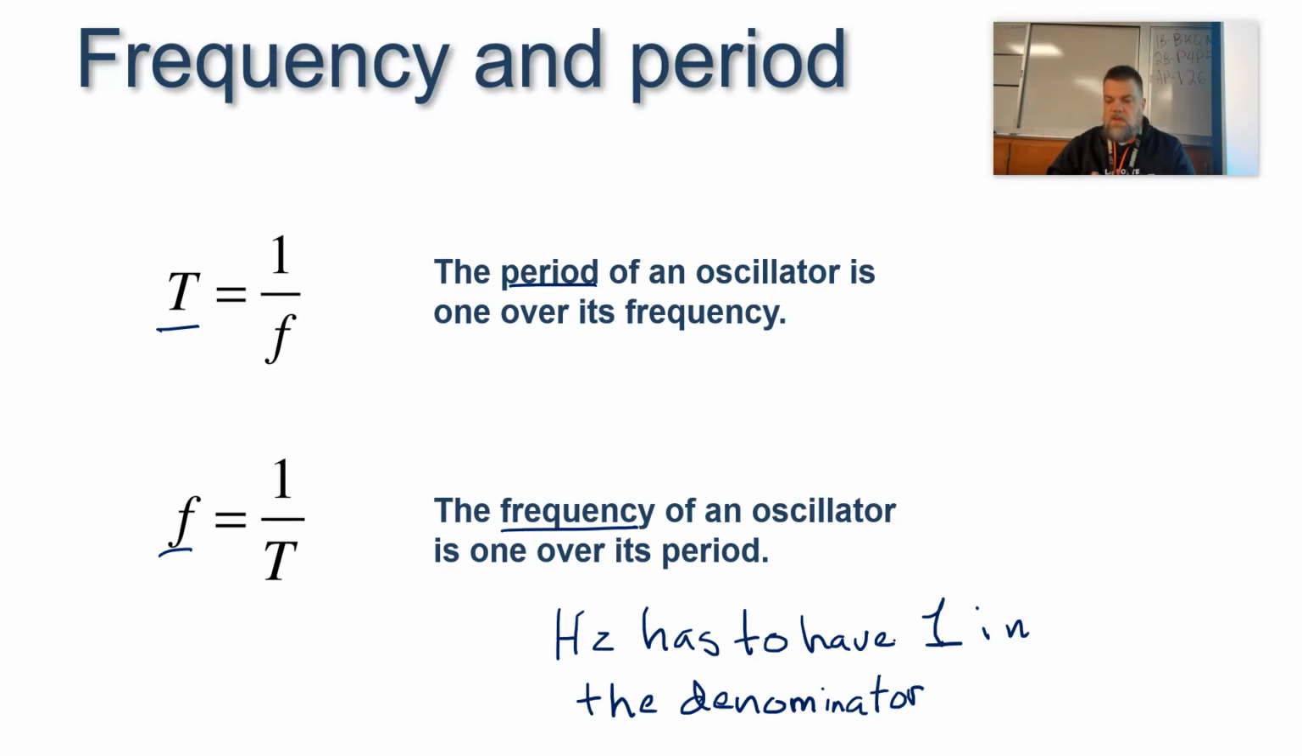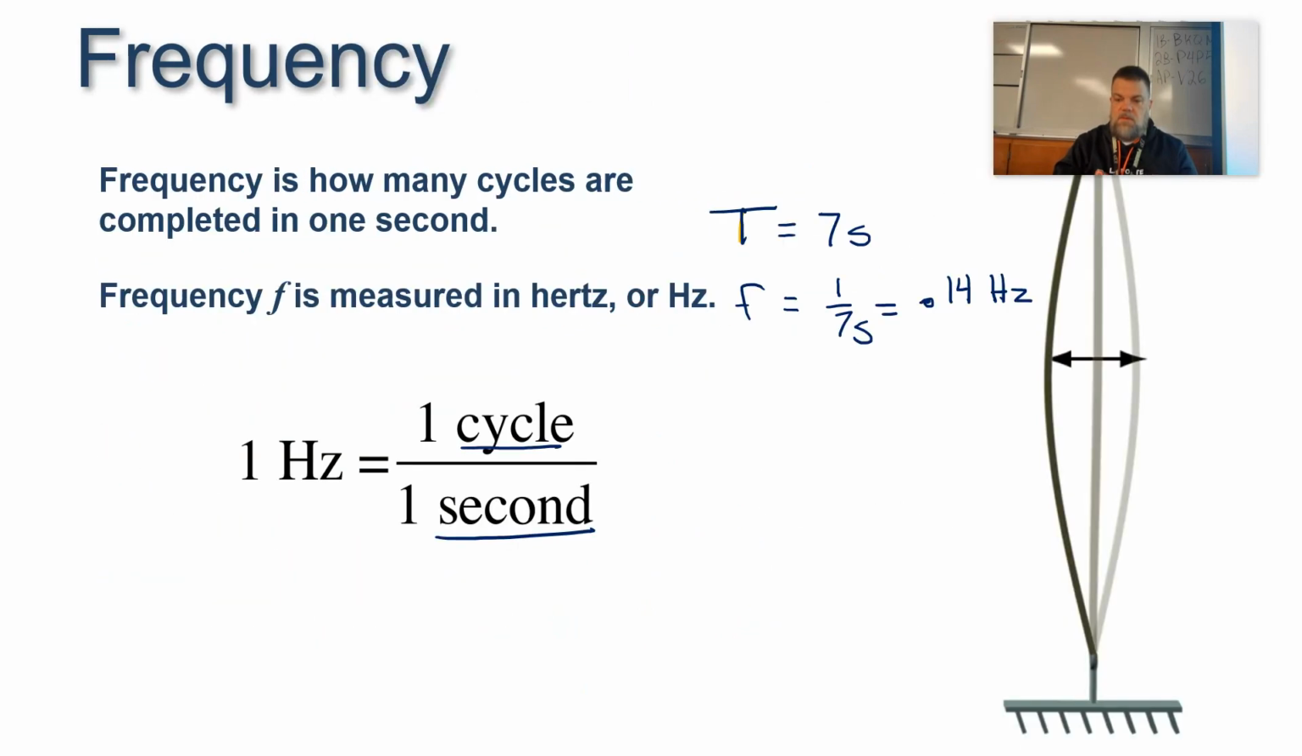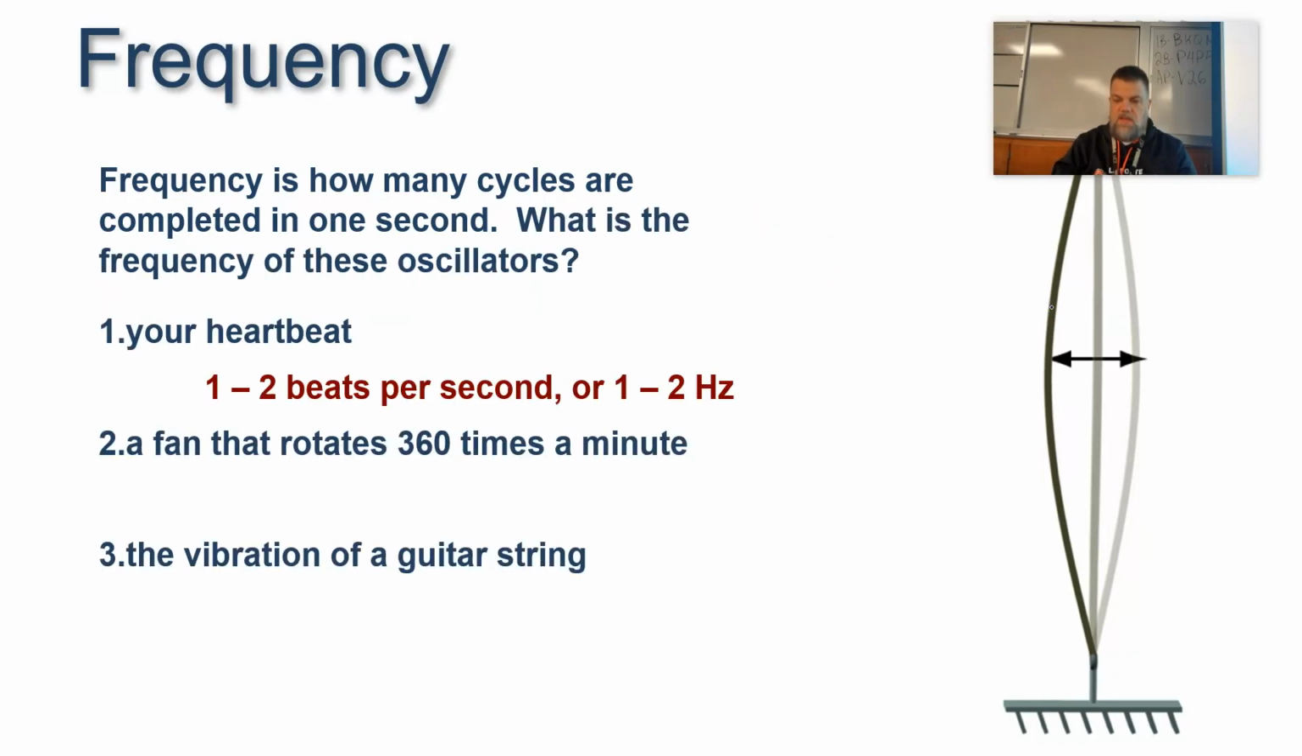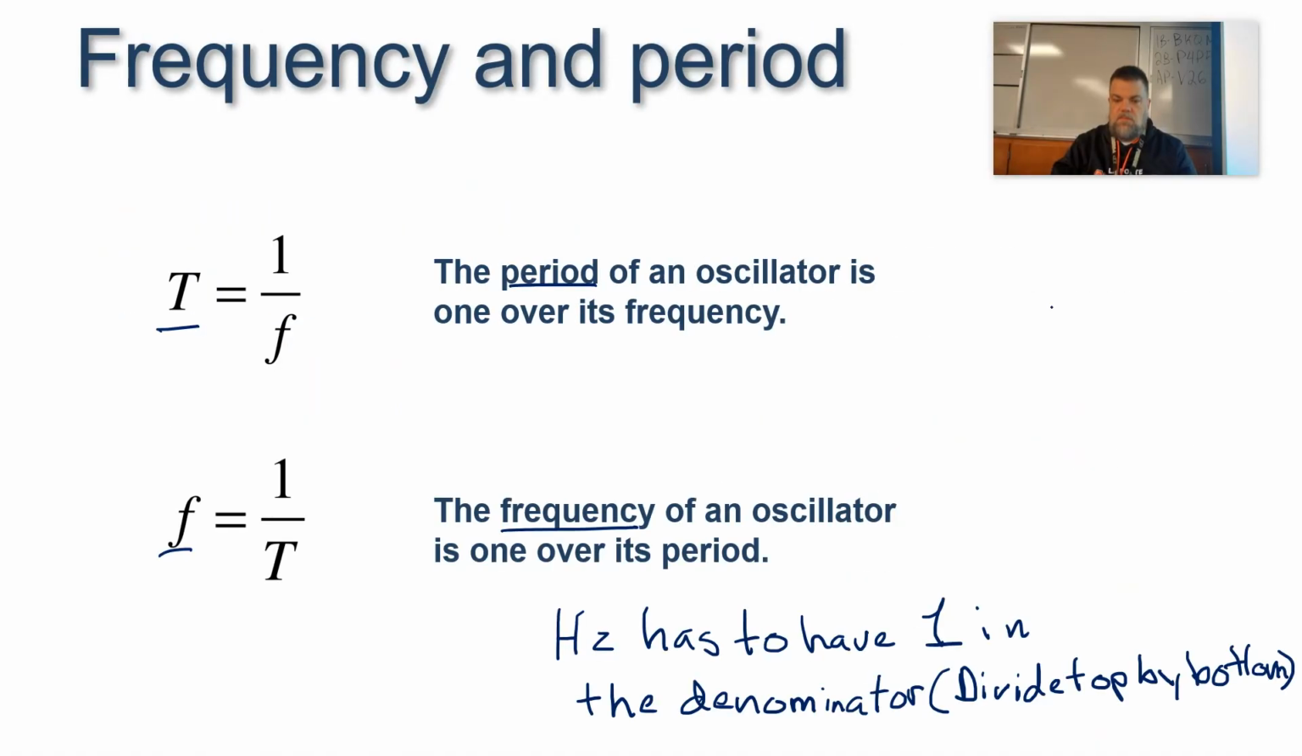All right, so hertz has to have 1 in the denominator. So you have to divide top by the bottom. That'll give you 1 in the denominator every time. So if you look back here, Mr. Adams plugged this in the calculator. I set 1 divided by 7, and that gave me this. Okay. Does everybody have that written down? This was bottom.